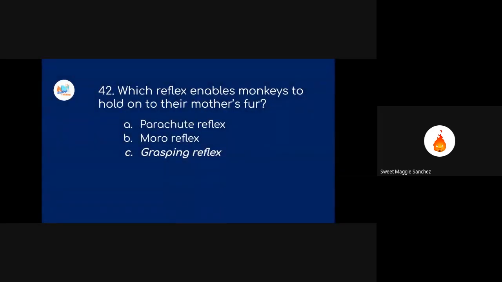Okay, number 42. Which reflex enables monkeys to hold on to their mother's fur? Siyempre, na fitting lang siya sa grasping reflex. So, grasping, no? When babies grab, they're like the strongest person on earth. Part lang din siya sa reflex ng isang bata na if you give them something to grab, you'll immediately grasp it. Diba? Parang ayaw nang i-let go. Okay, so number 43.